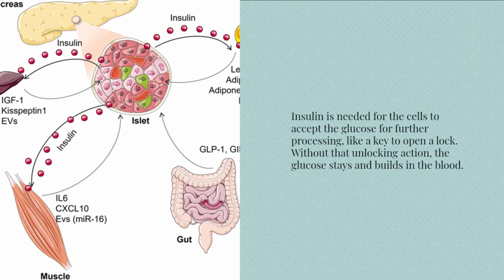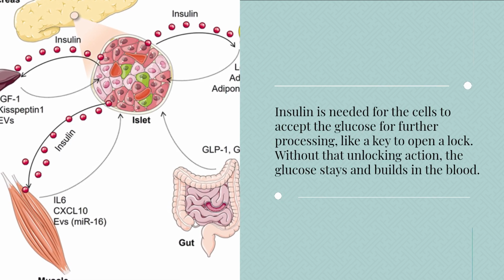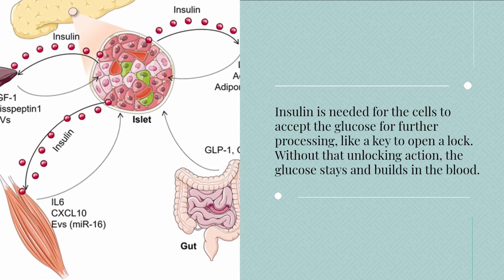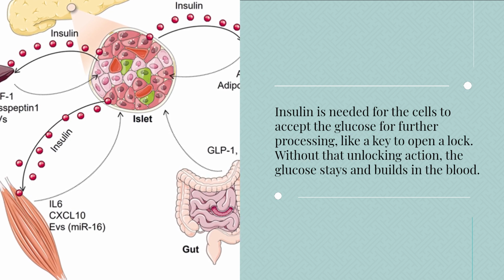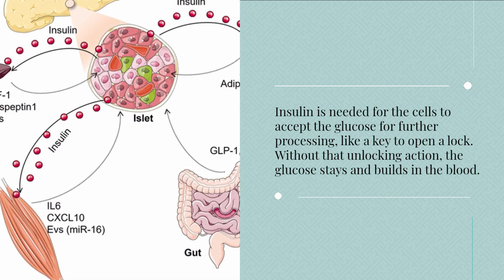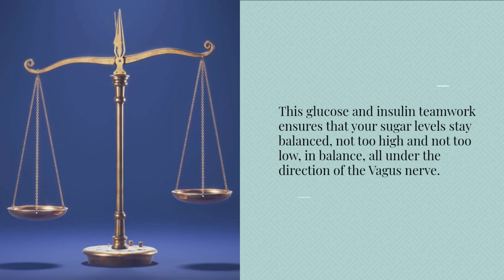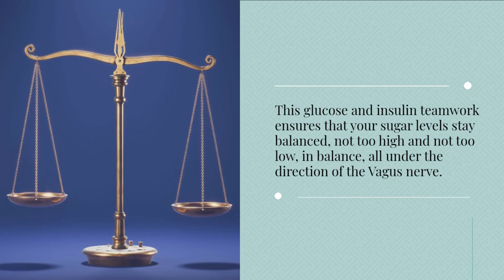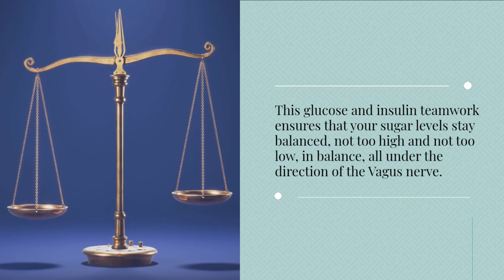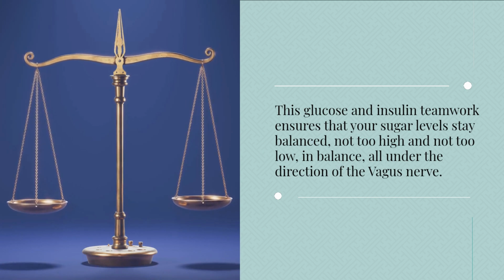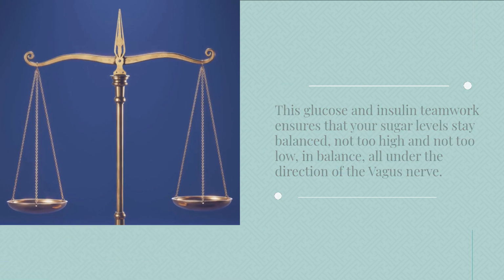Insulin is needed for the cells to accept the glucose for further processing, like a key to open a lock. Without that unlocking action, the glucose stays and builds in the blood. This glucose and insulin teamwork ensures that your sugar levels stay balanced, not too high and not too low, in balance, all under the direction of the vagus nerve.